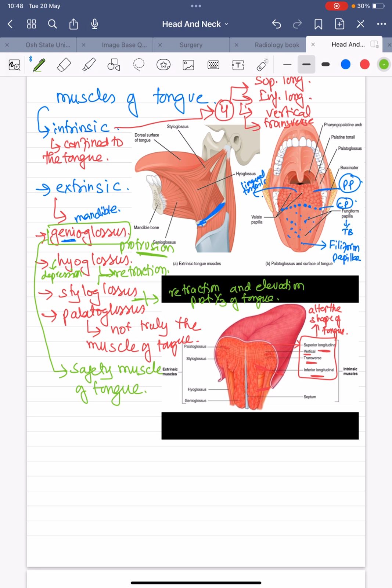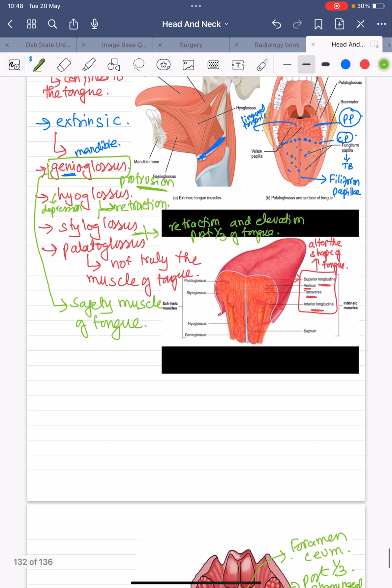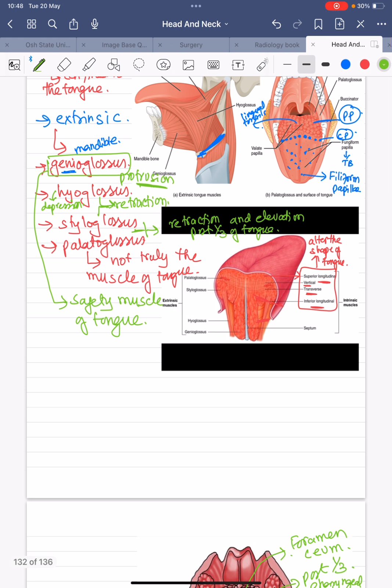Once again I am repeating, intrinsic muscles of the tongue are confined to the tongue only. Extrinsic muscles of the tongue, please remember, are the muscles which are attached to the bones, for example the palate bone, mandible bone, hyoid bone, styloid process. Since they are attached to the bones, they are the extrinsic muscles. Extrinsic muscles are your genioglossus, hyoglossus, styloglossus and palatoglossus.